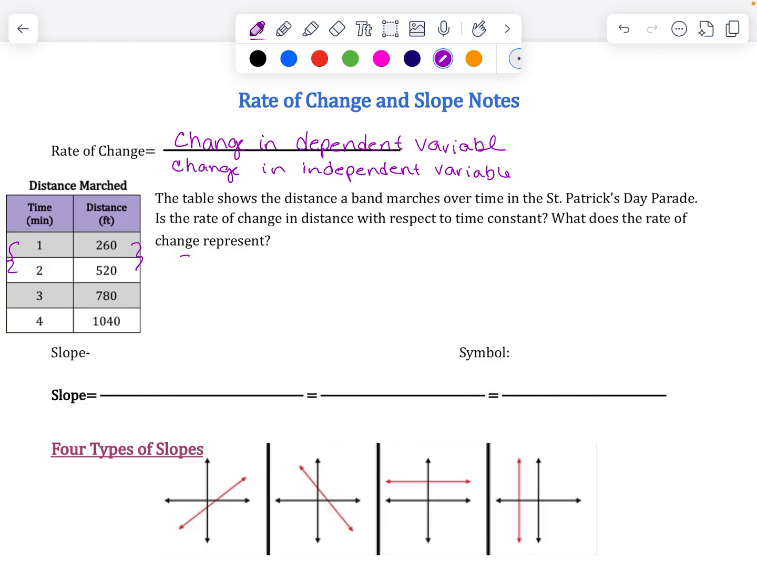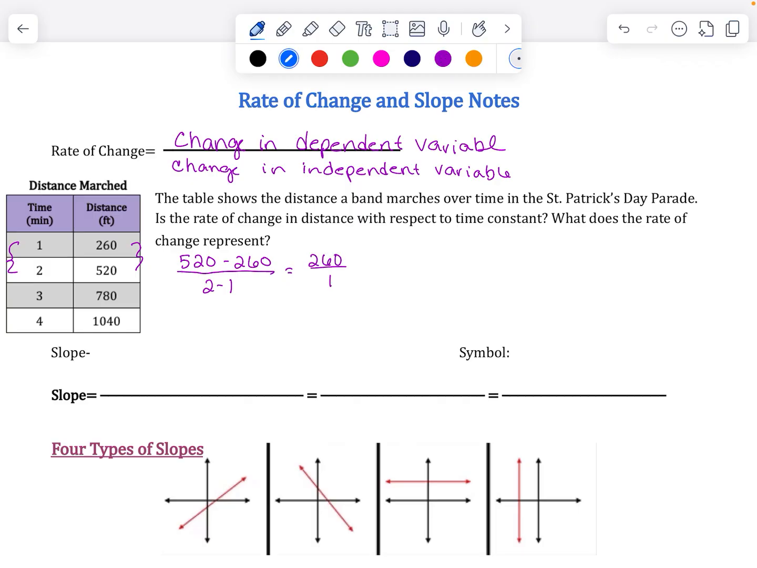So if we say 520 minus 260, so that's the dependent variable, over the independent variable, which is going to be 2 minus 1. Those were the minutes, right? The second minute to the first minute. This is equal to 260 over 1.